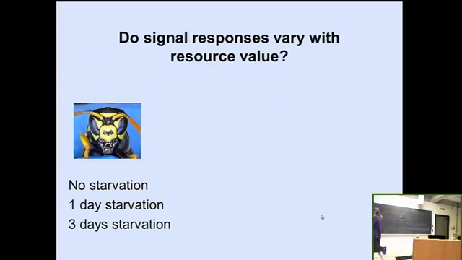So the way we did this experiment is we took a single wasp and we varied the value of food by starving her. In some cases, she wasn't starved at all. In other cases, she was starved either 1 day or 3 days before the trials. Now, 3 days of starvation sounds really cruel, but wasps can actually live for a month without food, so this isn't actually as extreme an experiment as it sounds.